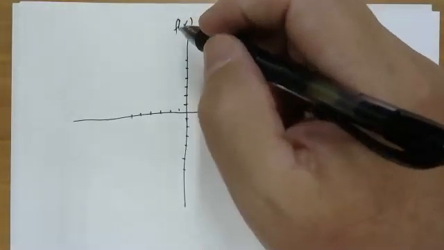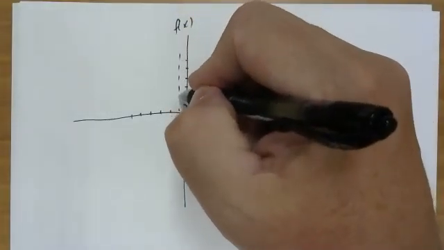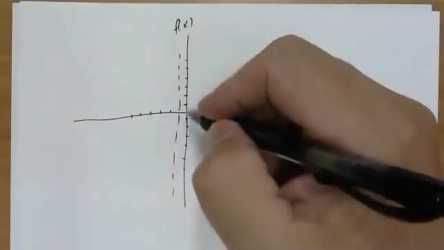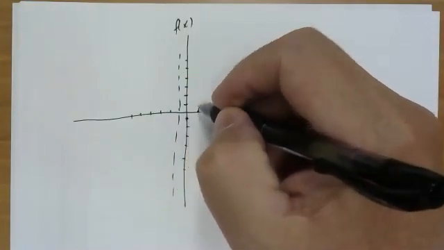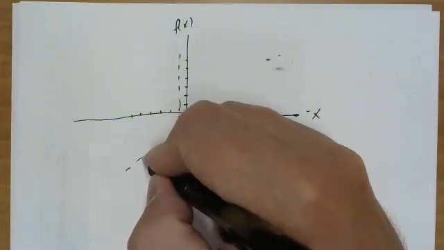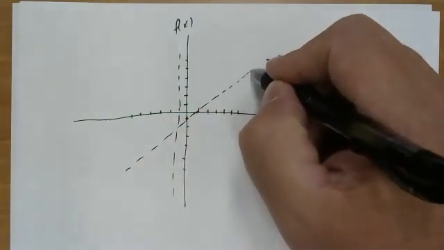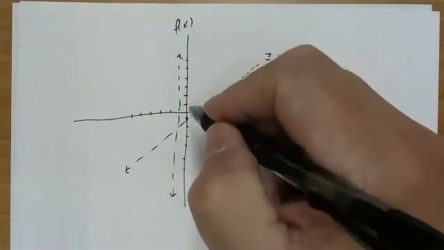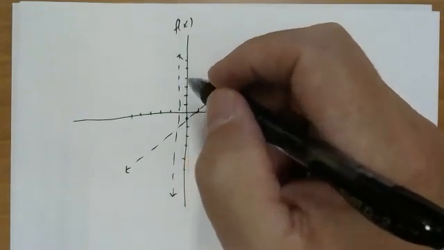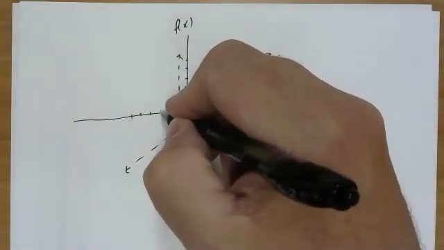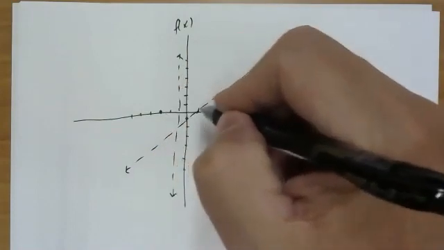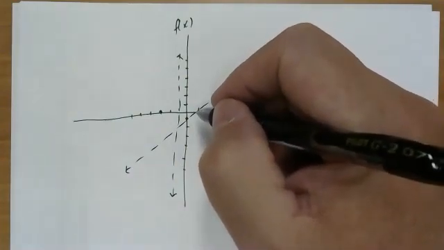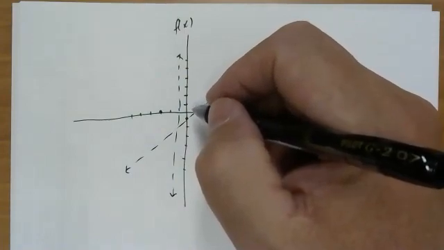So I have a vertical asymptote at x equals -1. I have an oblique asymptote that goes through here and here. I had some intercepts at -3 and 3, and also an intercept at -5.